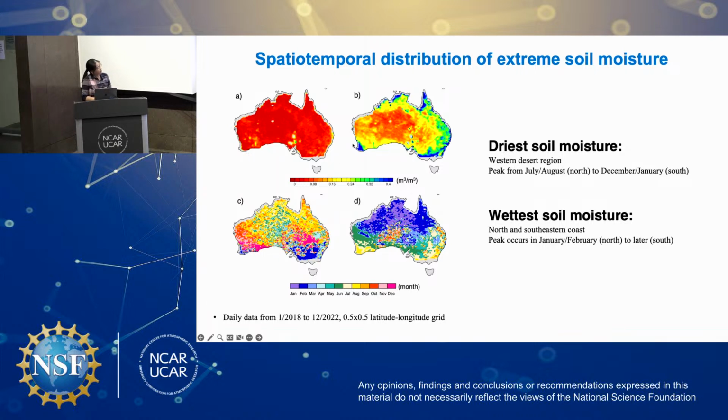And on the right-hand side here is the extreme wet soil moisture, so it's the 99th percentile of soil moisture. As you can see, it's mostly over the eastern coastal regions of Australia. And when it occurs, it's mainly early in the year in the north, and again moves further as it goes toward the south. The satellite only covers from 38 degrees south to 38 degrees north, so we don't have data over this region.